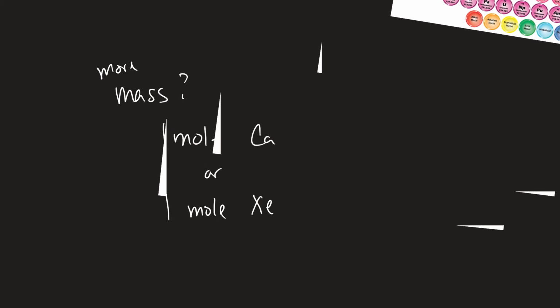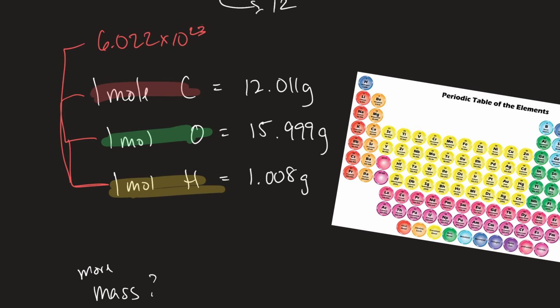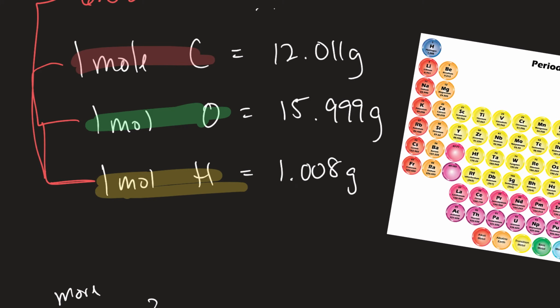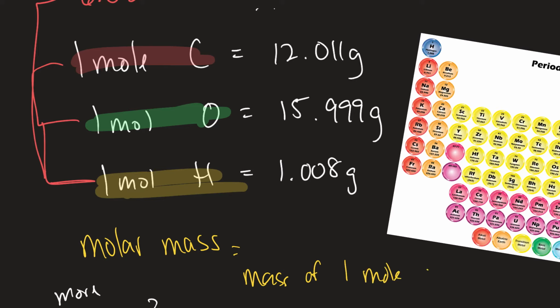Now, this relationship between the mole and the mass is what we call the molar mass, which basically illustrates the mass of 1 mole of a particular substance, whatever that substance may be.